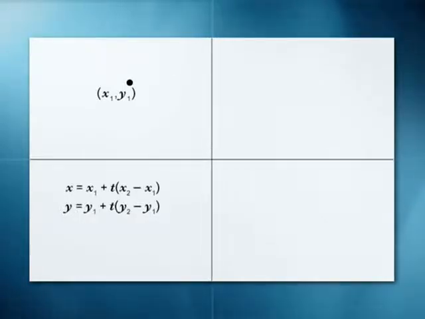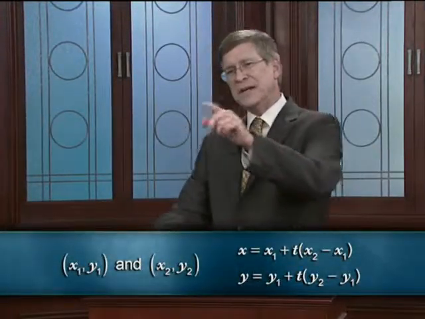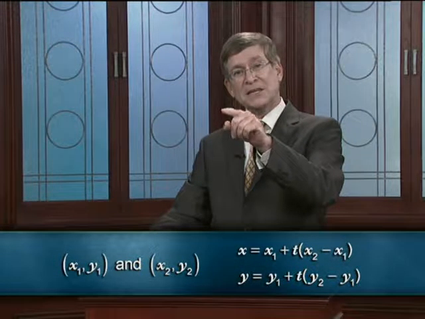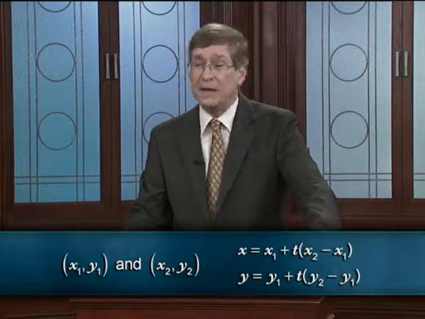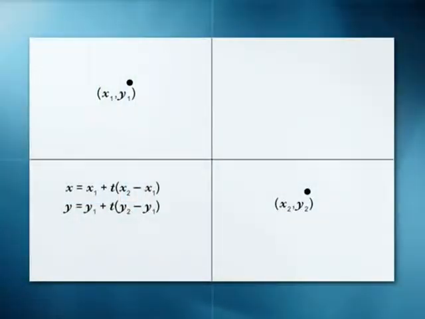Now let t equal 1. Well, when you plug in 1 for the x part, you get x equals x1 plus x2 minus x1. The x1s cancel, and you're left with x2. And in the same way, you're left with y2. So when t is 1, I'm at the other point, (x2, y2). So here's a picture of this line defined parametrically between (x1, y1) and (x2, y2). And notice there's a built-in orientation. When t is 0, I'm at the point (x1, y1). And when t is 1, I'm at (x2, y2).